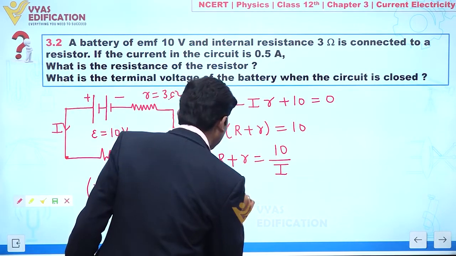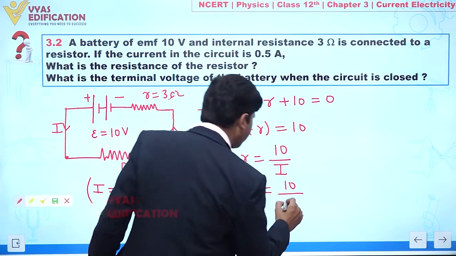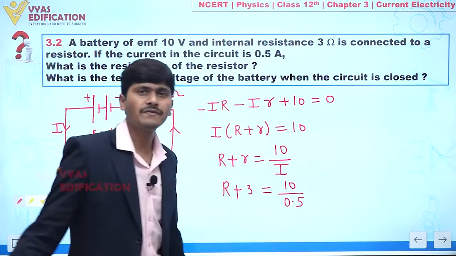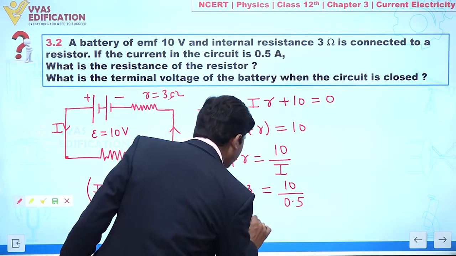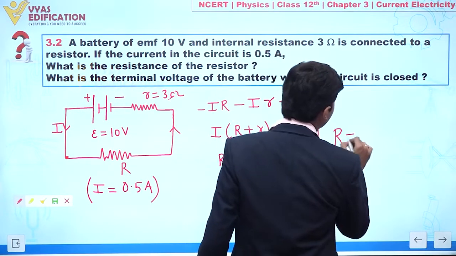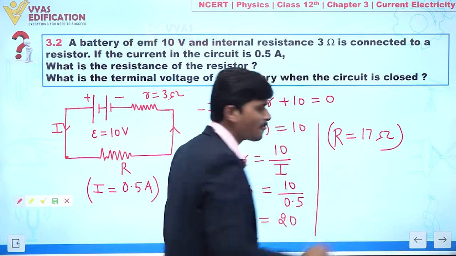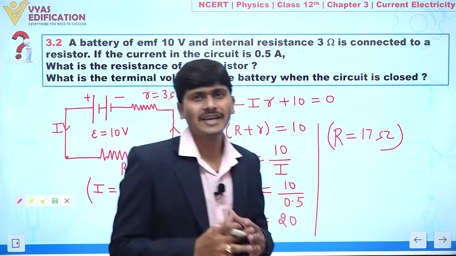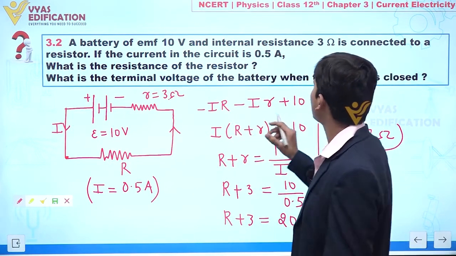Clear? Okay. So the value of I is given to you, 0.5 ampere. So capital R plus 3 is 10 divided by 0.5. 0.5 we can write as 1 by 2. So I can say R plus 3 is equal to 20. Clear? So from here we can say the external resistor is 17 ohm. Clear? Now what is our next objective? The next objective in this question is to calculate the terminal voltage of the battery.